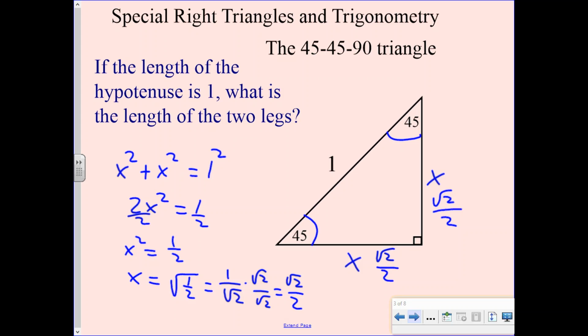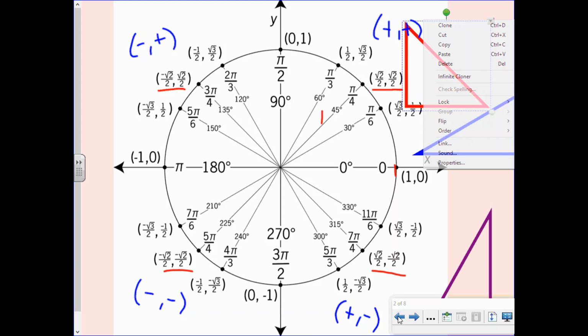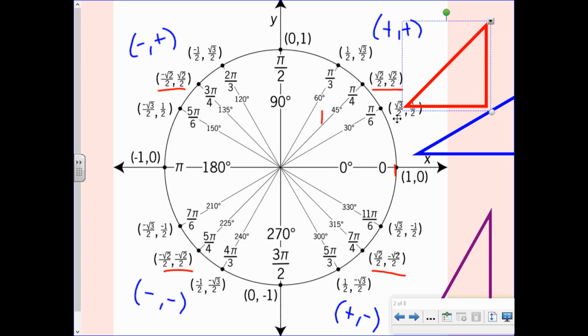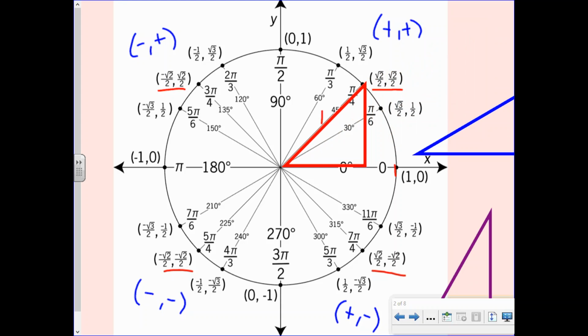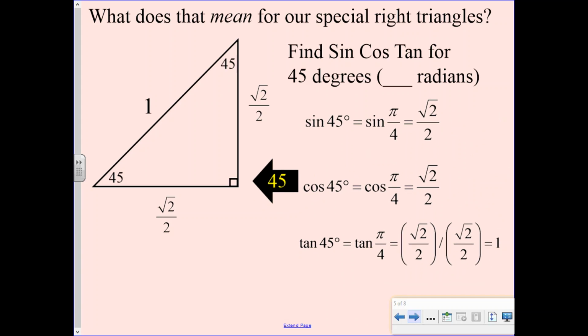And lo and behold, if we go back to our unit circle, we see that the x and y values here are root 2 over 2 and root 2 over 2. So literally what that means is the x and the y is that, and we know also from SOHCAHTOA and our basics of trig that if we look at these sine and cosine values, they are root 2 over 2. Opposite over hypotenuse, adjacent over hypotenuse, all the same thing. And of course, I've got tangent on here too. That's just equal to 1.